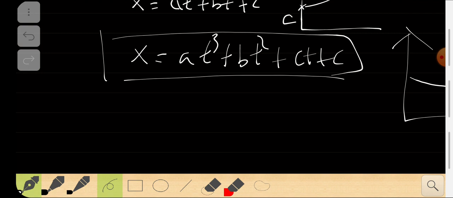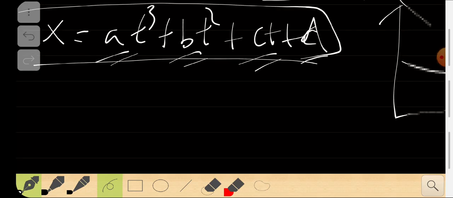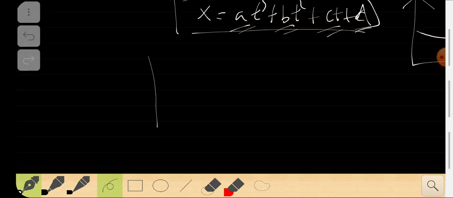For this particular curve, it must look like that. So we can assume the values of a, b, c and d, and we can put down some values. And if we have a curve like this, you can numerically approximate.